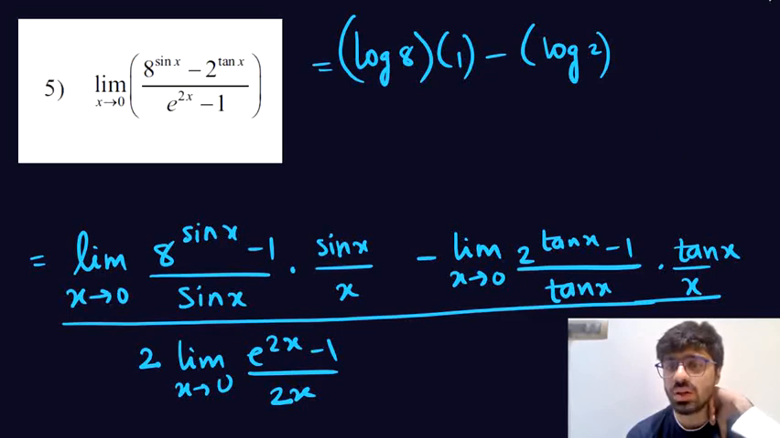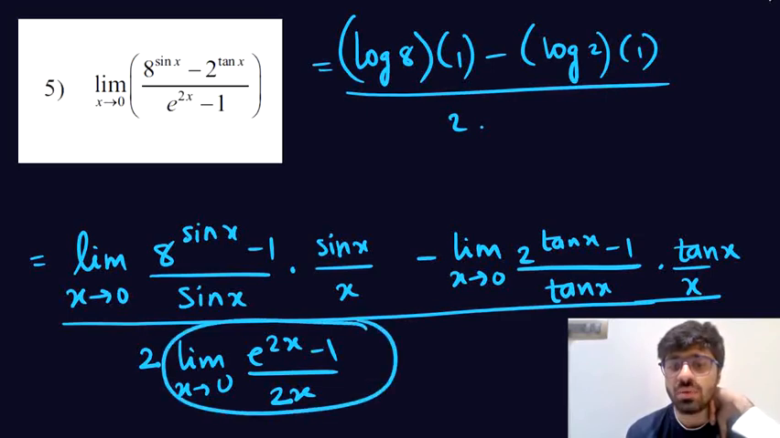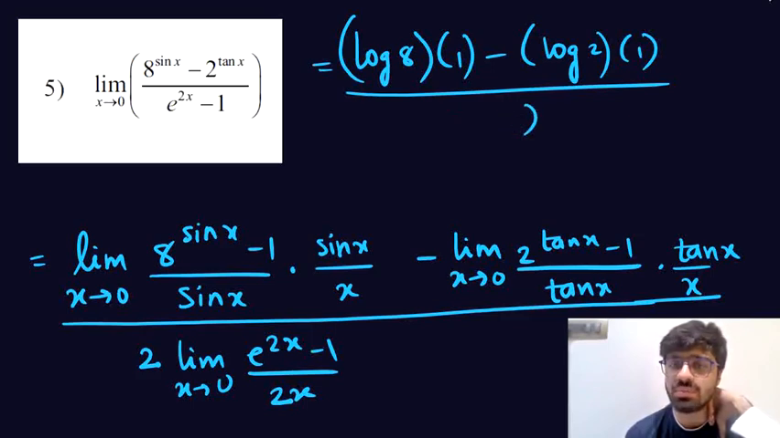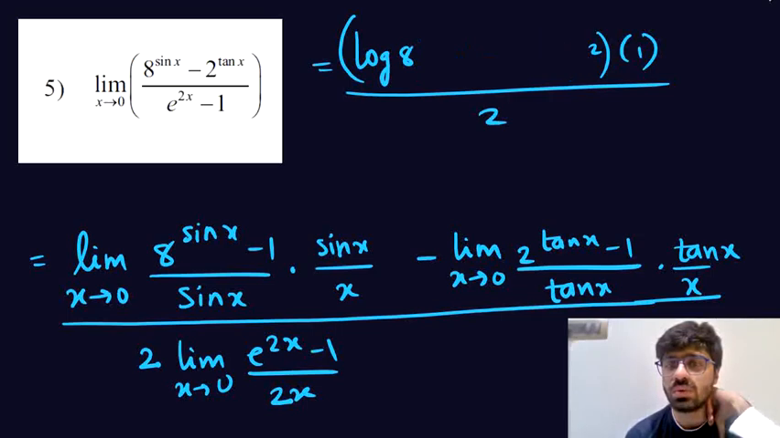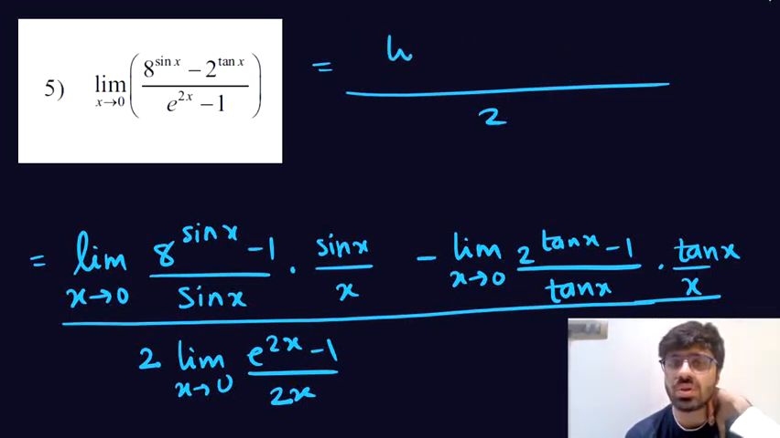This will be equal to 1, so it's log 2 into 1 divided by 2 outside the limit, so we have 2 into, this will be equal to log e. But log e is equal to 1, so in the denominator we have 2 into 1, which is simply equal to 2. In the numerator it is log 8 minus log 2, and log 8 minus log 2 is like log of 8 upon 2, but log of 8 upon 2 is log of 4.